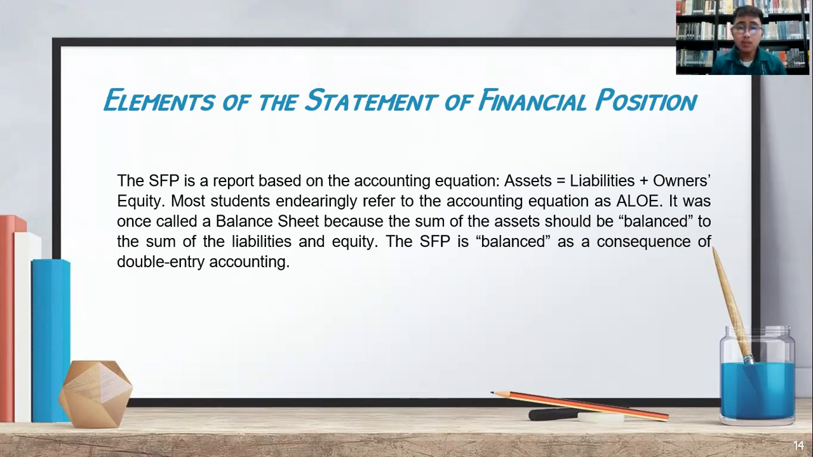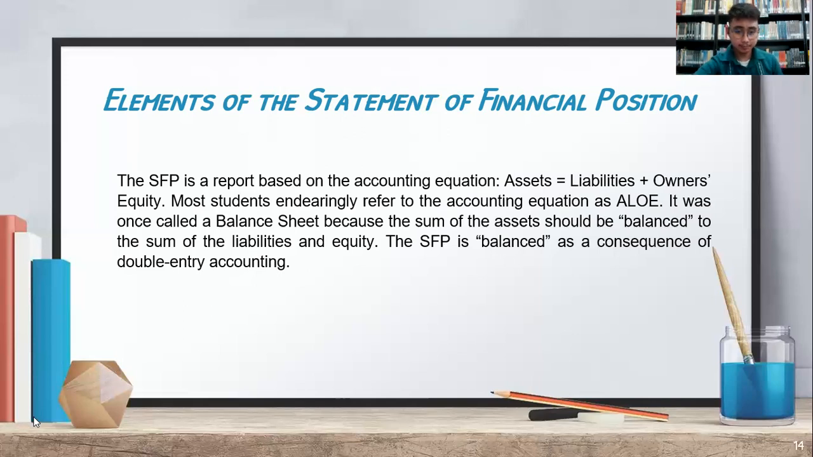It was once called a balance sheet because the sum of assets should be balanced to the sum of the liabilities and equity. So that's the reason why we call it a balance sheet. The assets must be balanced to the sum of liabilities and equity. So the SFP is balanced as a consequence of double entry accounting.